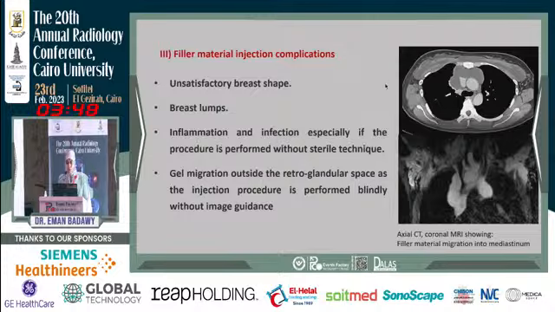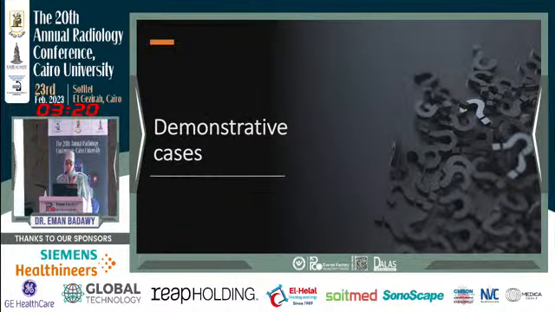And the breast lumps, if the procedure is done without sterile technique, inflammation and infection is encountered. Another complication is gel migration. Here the gel migrated into the mediastinum, but this is a case report. The more common sites of migration are the subcutaneous skin of the abdominal wall and the pelvis. We will demonstrate some cases from the clinical practice.